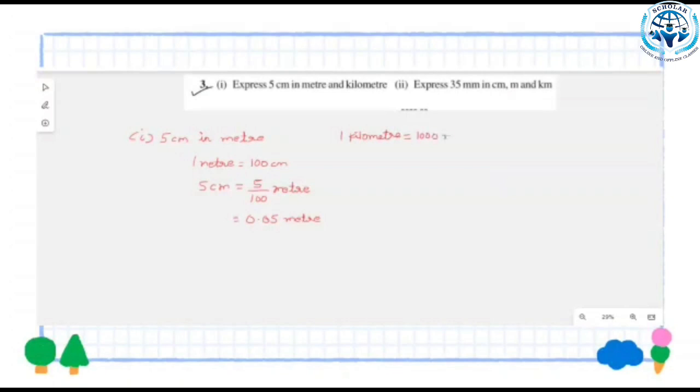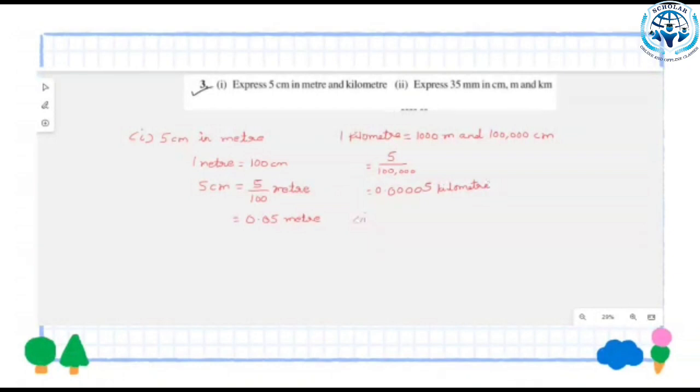1 kilometer has 1000 meter and 1 lakh centimeter. So we will divide 5 by 1 lakh to get the answer in kilometer. So 5 upon 100,000, that means 5 zeros. Decimal will be placed before 5 digits in the number, that means 0.00005. 5 digits after decimal, similar to 5 zeros in the denominator.